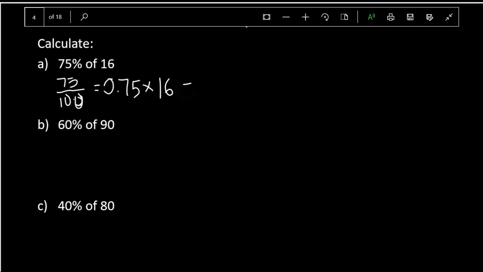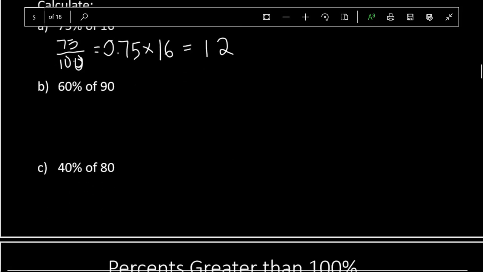Multiply it by 16, and you should get, let's see, let's calculate it. 0.75 times 16 equals 12. So 75% of 16 is 12. At this point, I want you to pause the video, and you're going to try B and C on your own. And then once you're done, you're going to unpause the video, and I will go over the answers with you. So pause the video and do these two practice problems.